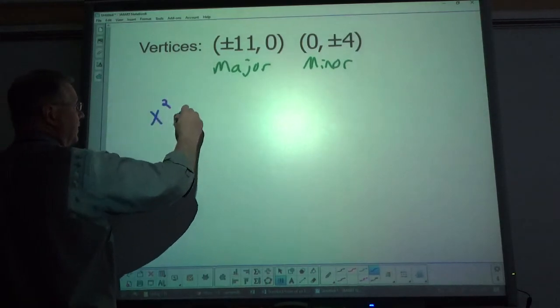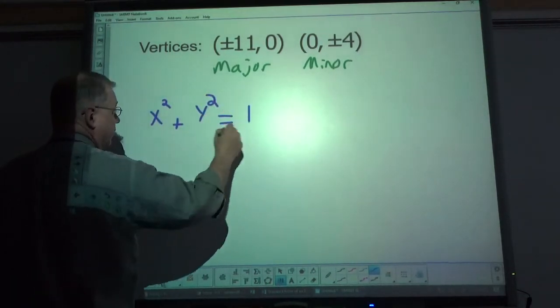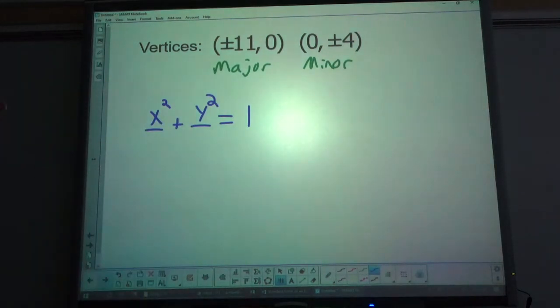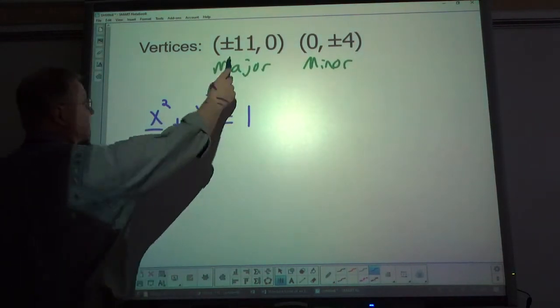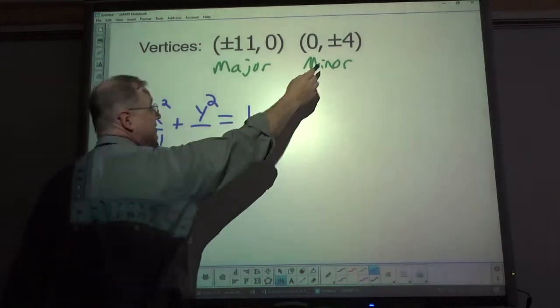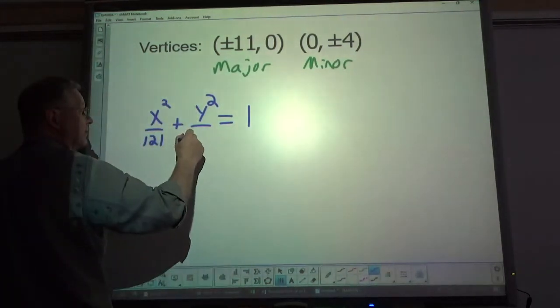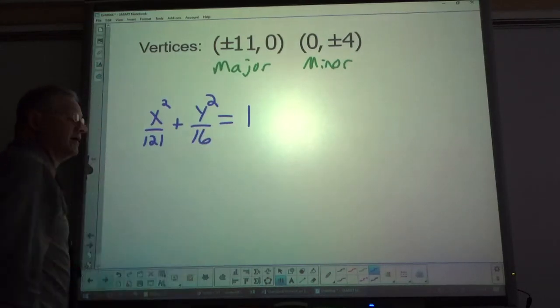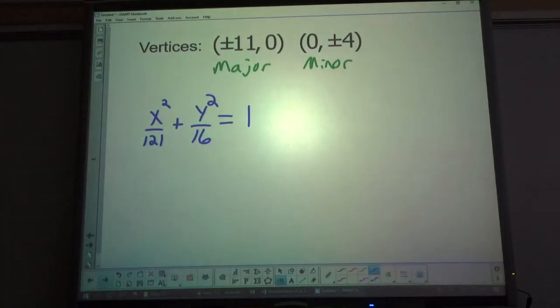So since that's the major, x squared plus y squared equals 1, and they're over numbers, this is the a value, so I'm going to square it, 121. This is the b value. When I square it, I get 16. And there's your equation.